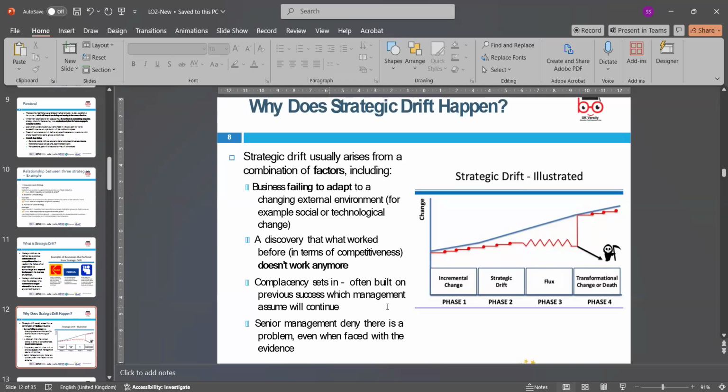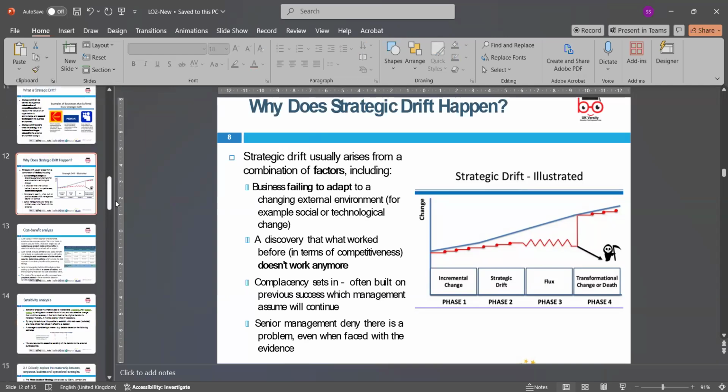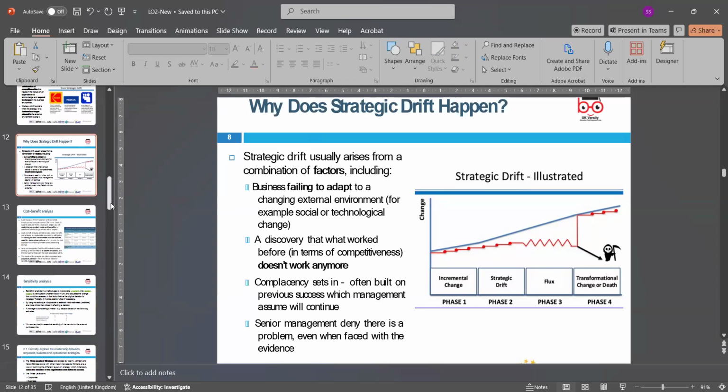Again, sometimes it is a delusion from the management and they think whatever was successful in the past will still continue to be successful. That is the negligence of the management, but they need to be vigilant from their side. And sometimes there is a blind spot from the management. They just keep denying there is no problem. In fact, the problem is there, but they are not trying to accept that the problem is there.